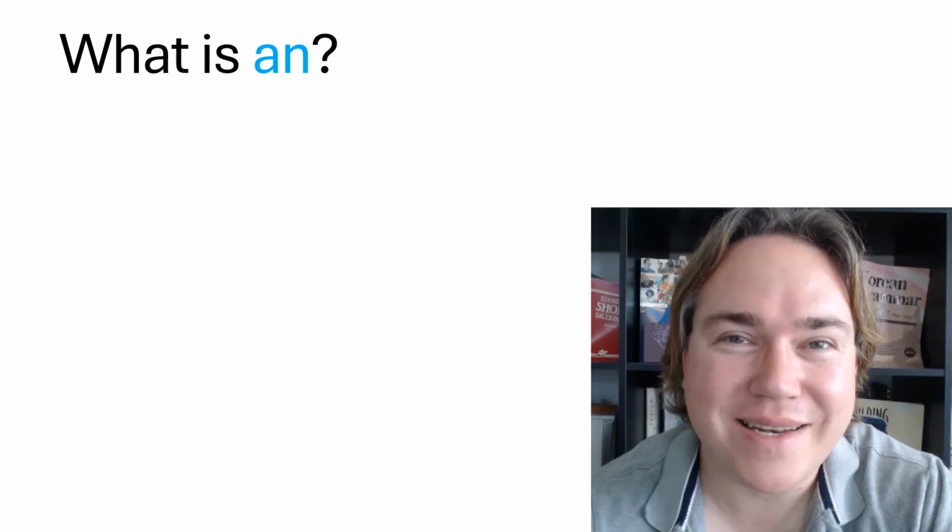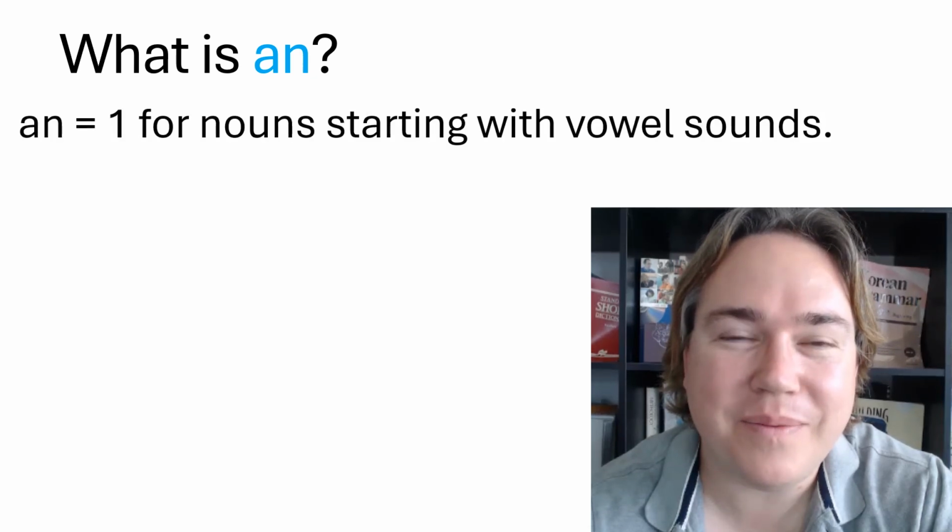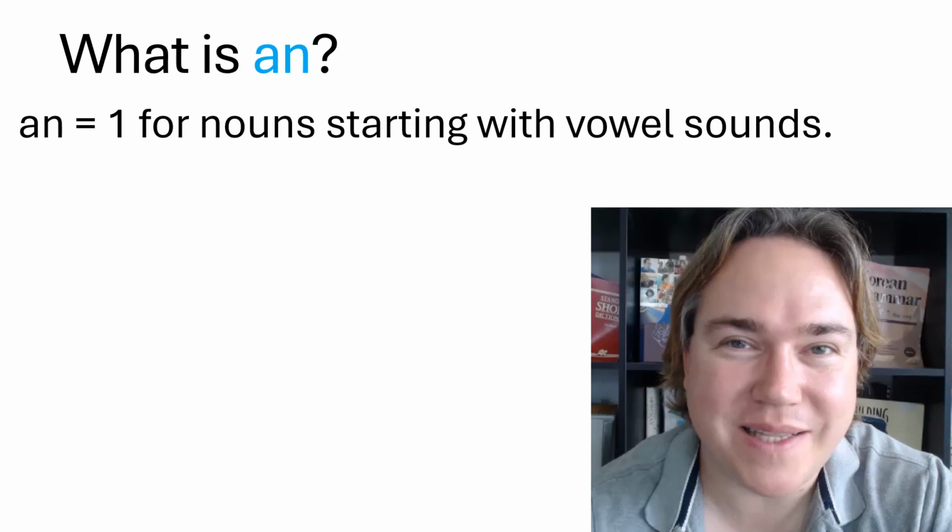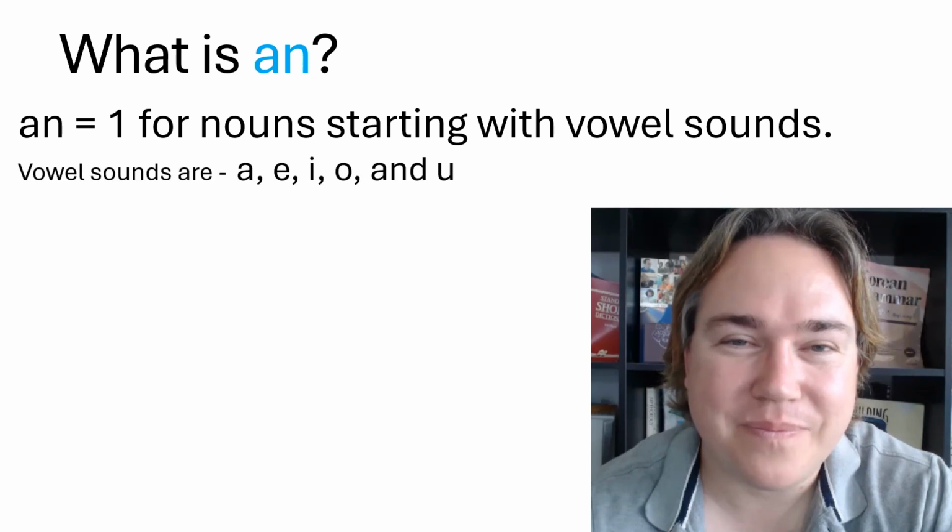What is an? An, like a, means one, and it comes before nouns with vowel sounds at the start. Let's take a look at some examples.